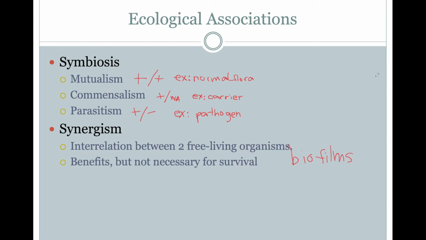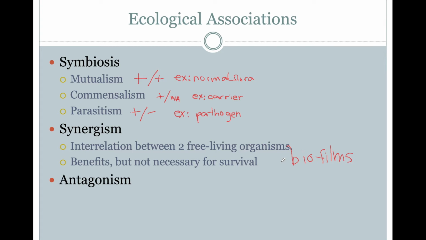Where, again, these are all free living organisms, all these microorganisms. But that biofilm community, the organisms that are able to produce that glycocalyx layer, certainly improve the survivability, but that biofilm is not necessary for survival for organisms that live within it. It is definitely beneficial, but not necessary.